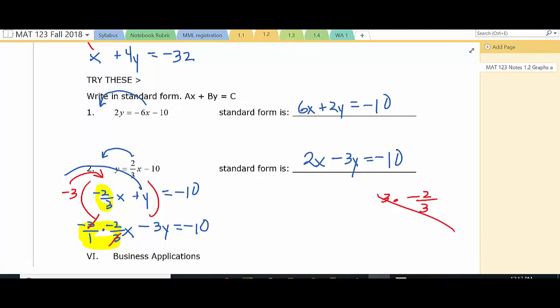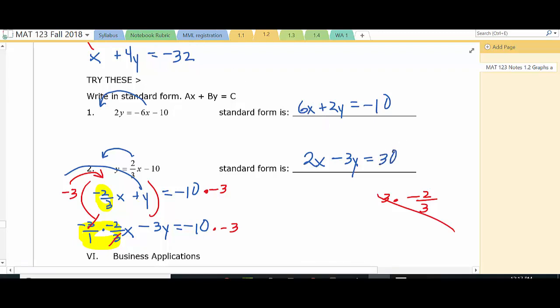Yes? Don't you have to multiply? Okay. Teacher did something really not smart. Okay, I was just checking. Okay, negative 3. Okay, so tell me what the right side is. 30. Thank you very much. So let me correct that.